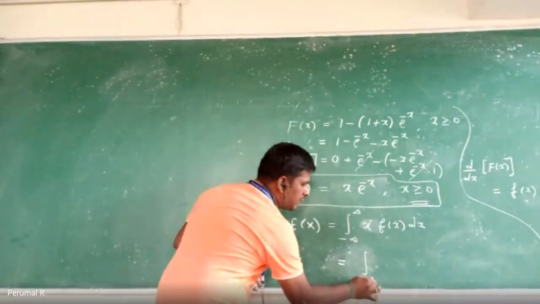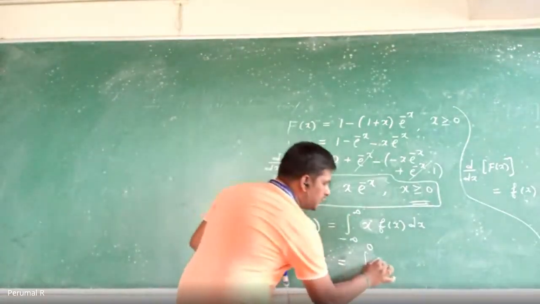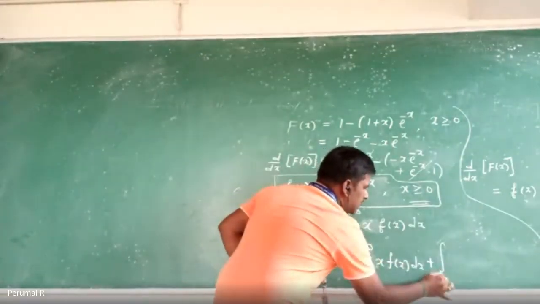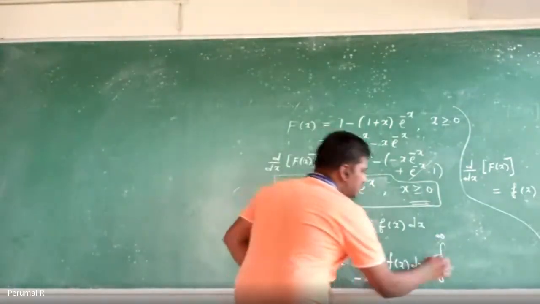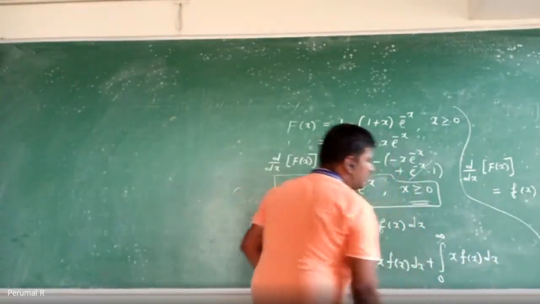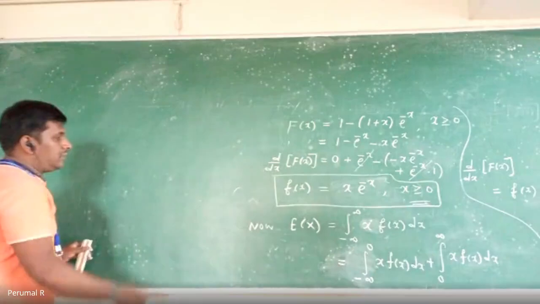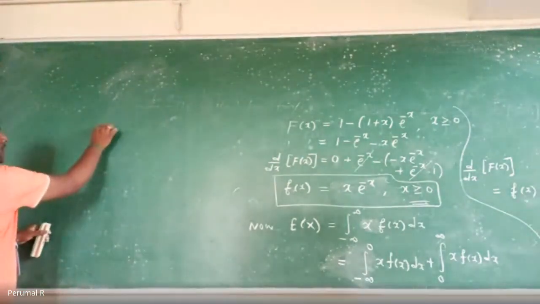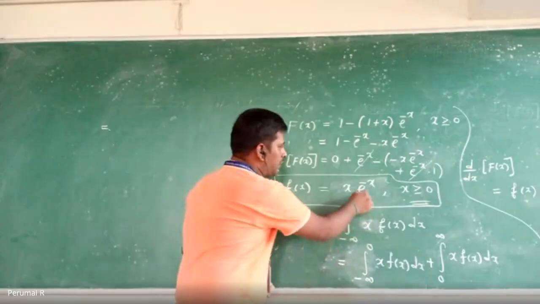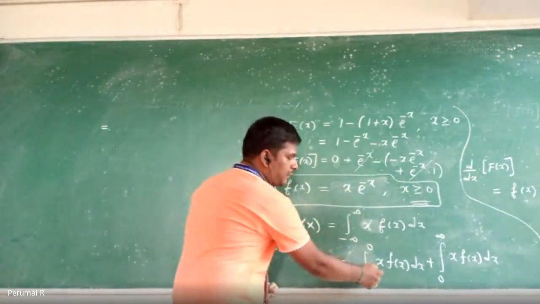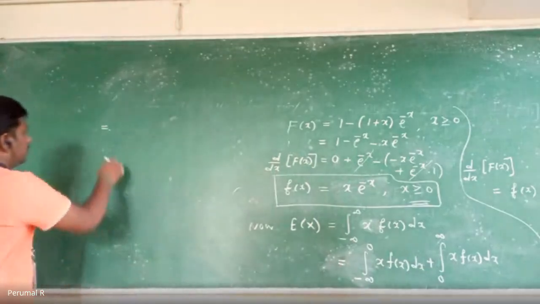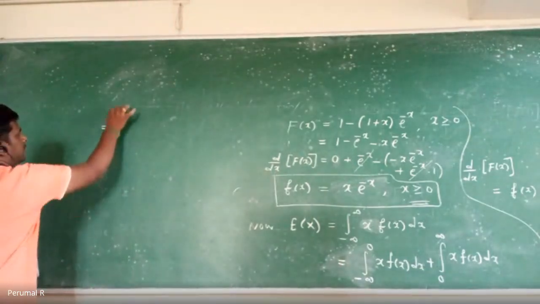Therefore, we can split up the interval: minus infinity to 0 of f of x dx, then 0 to infinity of f of x dx. Okay, so now in this interval your function becomes 0, because the function is not defined, so you can consider it as 0. Only here is the function defined, so therefore 0 to infinity.